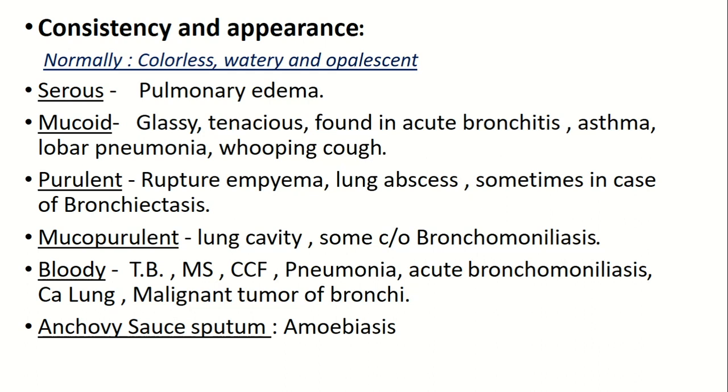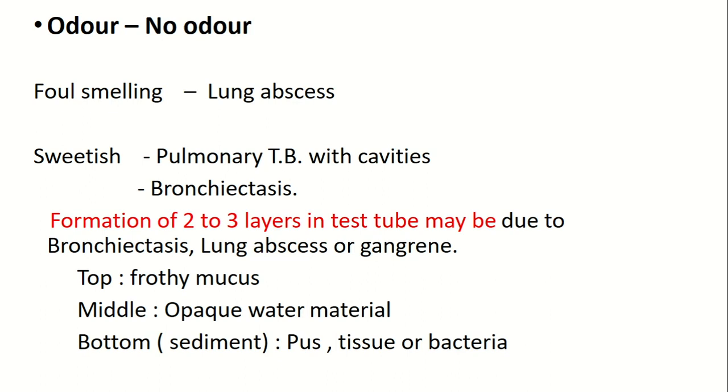By just seeing color, volume and consistency, you may reach a certain diagnosis, or rule out some diagnoses. Now odor: usually it is devoid of any odor, but foul smelling in lung abscess, and sweaty in pulmonary TB with cavity formation and bronchiectasis. Here there is formation of 2 to 3 layers in the test tube, seen in bronchiectasis and lung abscess. The top layer is frothy mucus, the middle is opaque watery material, and the bottom, known as sediment, is made up of pus, tissues or bacteria.